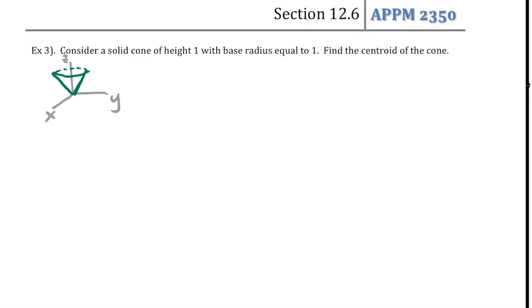which means this is 1 right here. And then when I come down the radius, this is 1. Okay, so go ahead and put it on pause. We need to remember what a centroid is. And before you set it up, I want you to make a guess as to where the centroid's going to be, and then go ahead, put it on pause, and see if you can calculate it.